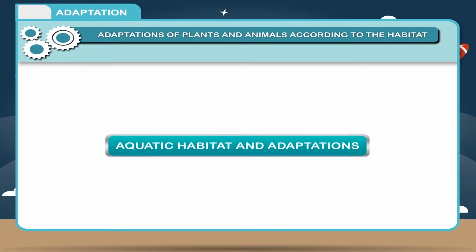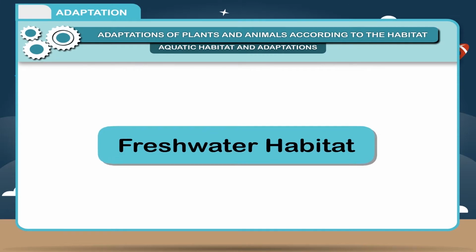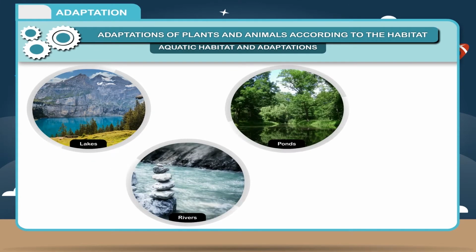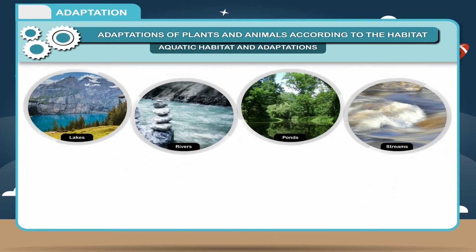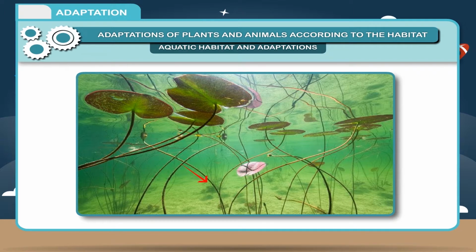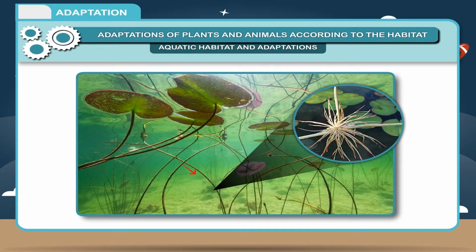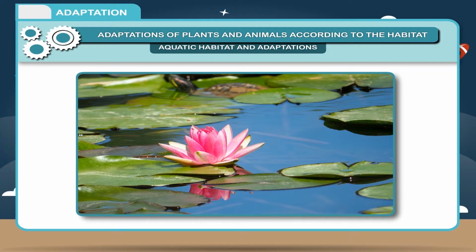Aquatic habitats and adaptations. It can be further subdivided into these. Freshwater habitat refers to lakes, rivers, ponds, and streams. Examples of organisms living in these habitats are various types of fish, water bugs, and water lilies. Some of these plants have their roots fixed in the soil below the water. Roots are much reduced in size and their function is fixation and not absorption. The stems of these plants are long, hollow, and light. The stem grows up to the surface of water, while the leaves and flowers float on the surface of water.